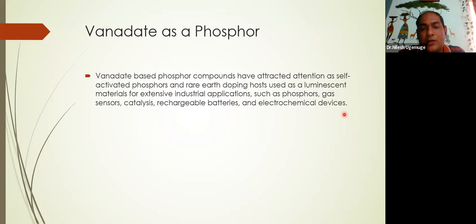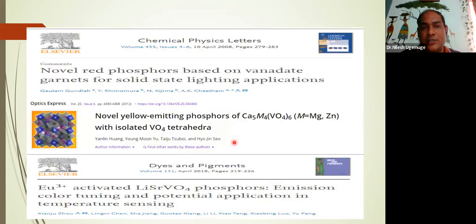Then we also found that good luminescence is obtained in the case of vanadate. Recently we got some photoluminescence results. So here I would like to highlight a specific material, vanadate, which can be used as a phosphor, gas sensor, in catalysis, and even in rechargeable batteries and electrochemical devices. Because of this, we have selected this particular material.